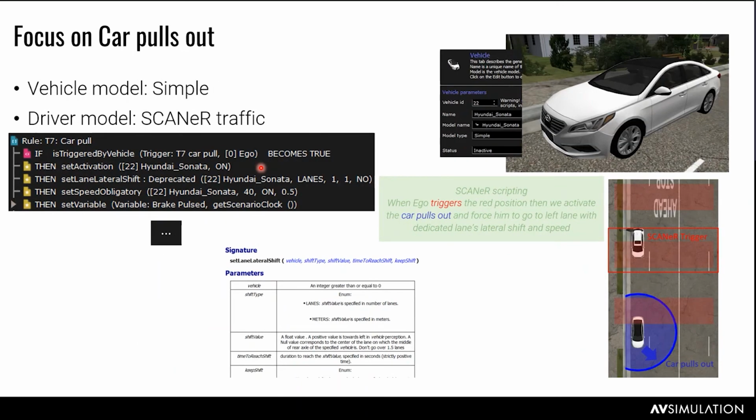This is the car pull-out event. So much like the pedestrian, you get 3 different triggers. A bit more complex, but the idea is the same. Once I reach my trigger, I want the vehicle to pull out of their parking spot. So we have a function called lane lateral shift. And yeah, that's how easy it is to control an actor vehicle. You can also control your ego vehicle, of course, through visual scripting.